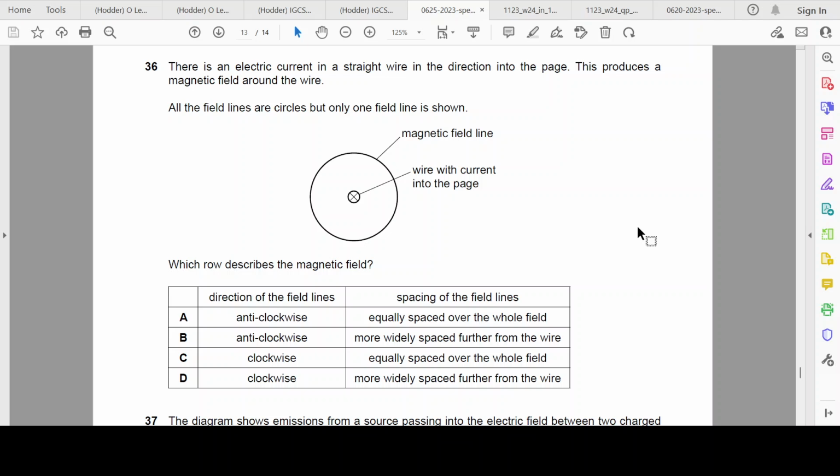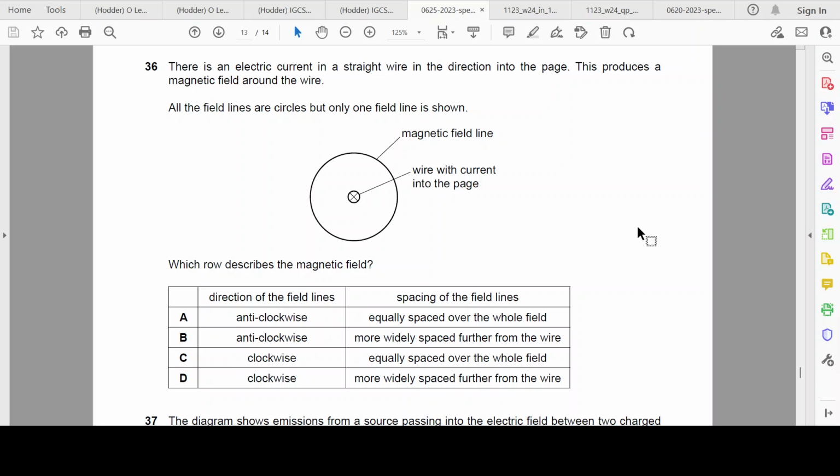A? No, it won't be anti-clockwise, no? Why won't it be anti-clockwise? I'm going to ask you why. And how will you first of all figure out whether it's going to be clockwise or anti-clockwise? Because it will be equally spaced and it's going in the clockwise direction.